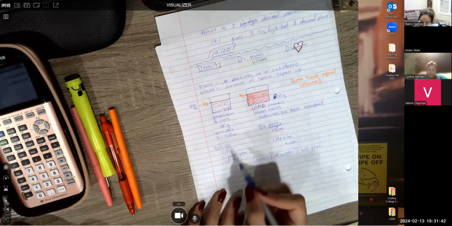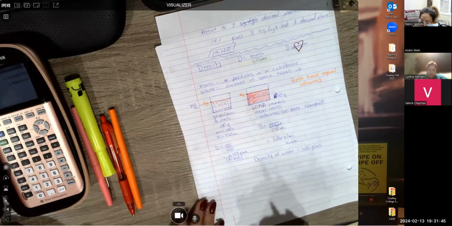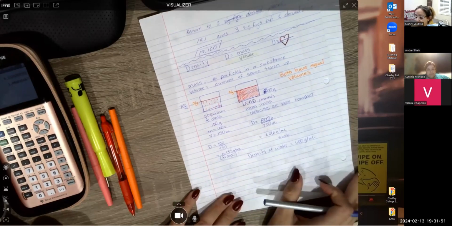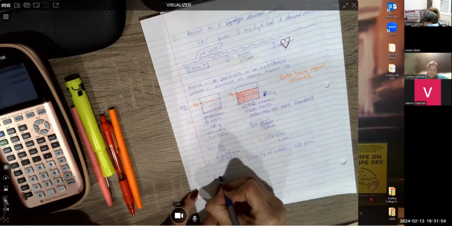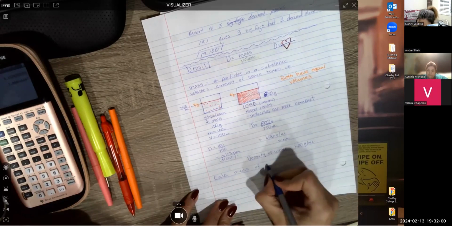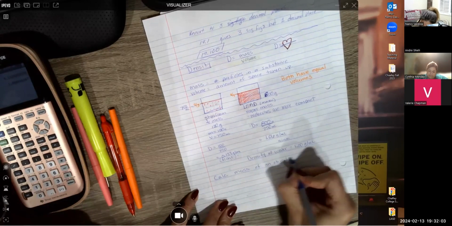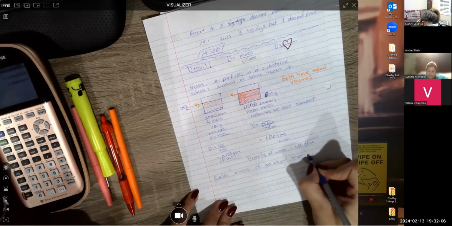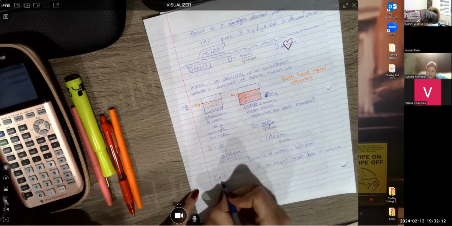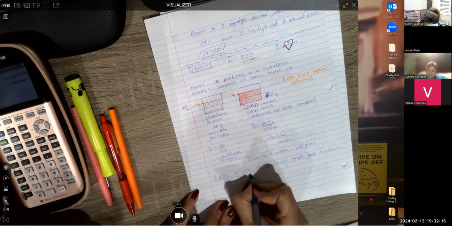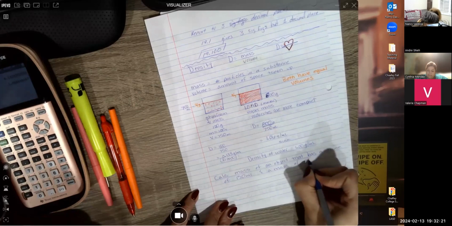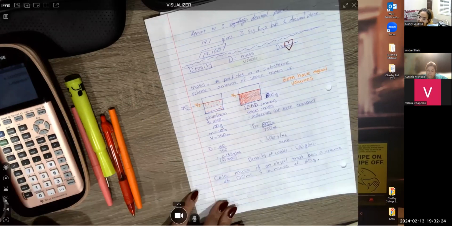Okay, so calculating density is literally just knowing mass divided by volume. But what if we don't have mass? What if we don't have volume? What if we have density instead? What if I said calculate the mass of an object that has a volume of 150 milliliters and a mass of 25 grams. Okay, so we want to calculate this.